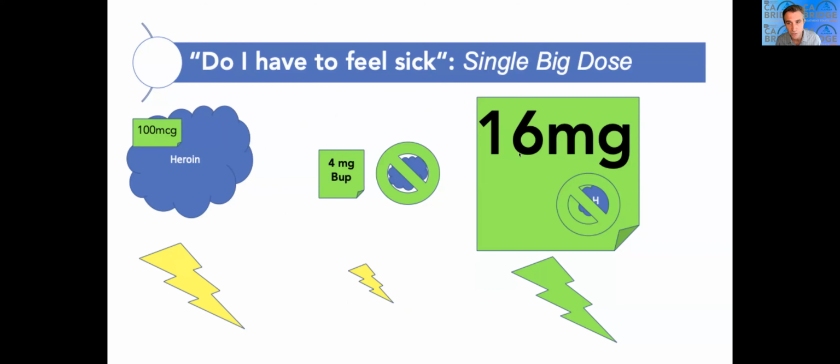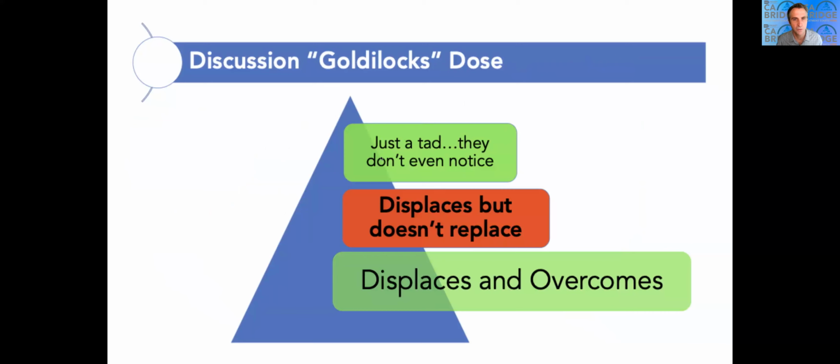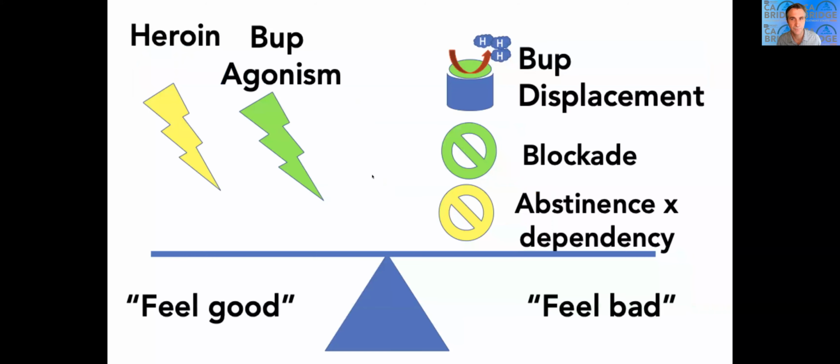In the bigger dose, if you just go 16, you definitely block out the heroin, but you also provide a replacement dose that's sufficient so they actually feel well and there's a positive opioid balance. So this is another way of looking at it. It's this Goldilocks dose, right? If you just give them a tad, they don't notice. So that's micro. Give them this middling dose of 4, it displaces but doesn't replace. You give them the big dose, the macro dose, it displaces and overcomes the opioid deficit.